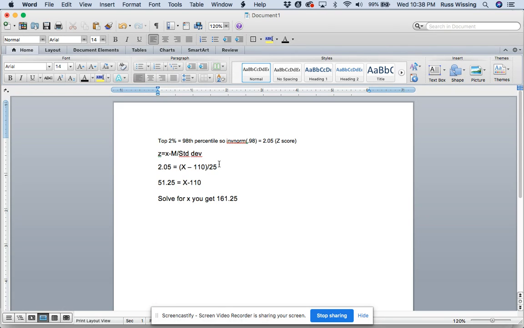So then you add 110 to both sides, so that would give me 161.25 equals x. So I'd have to have a 161.25 for a score to be in the 98th percentile, or only the top 2% would be up above. So that one took a little more work to get that answer.